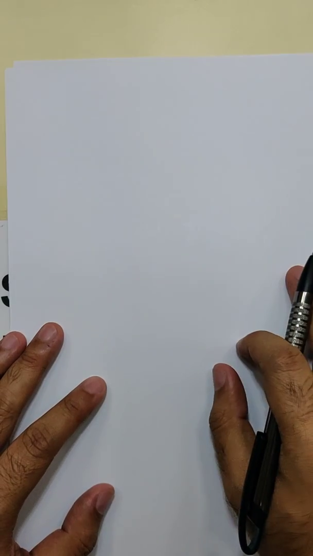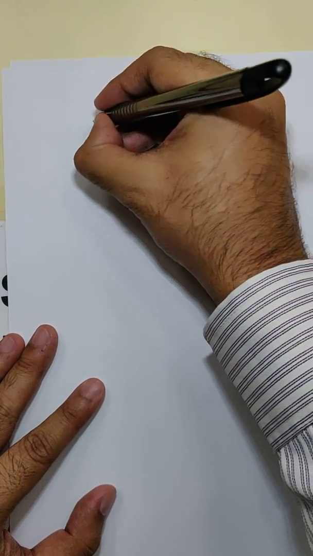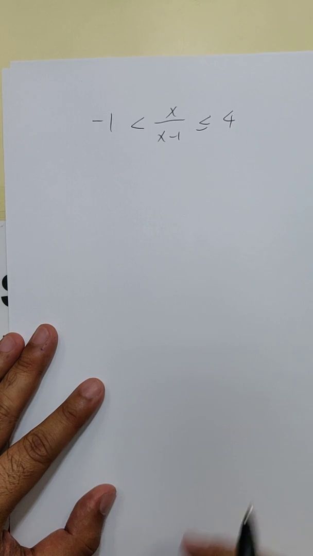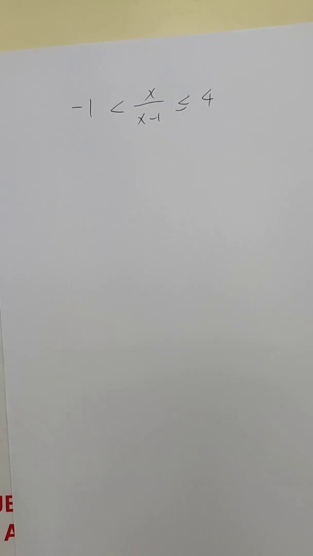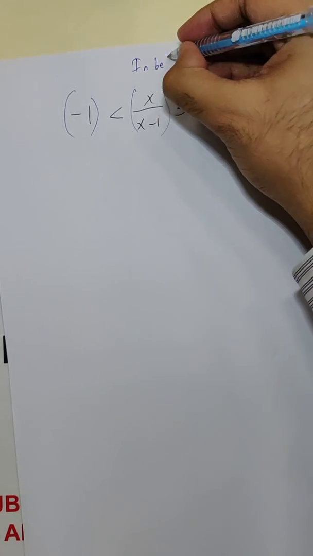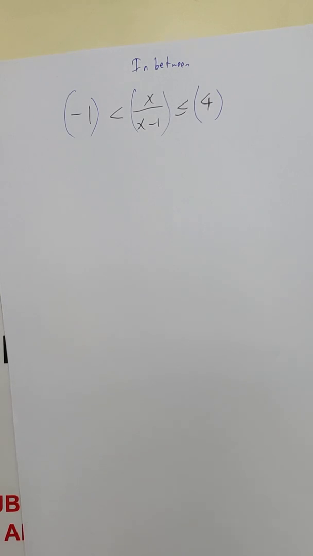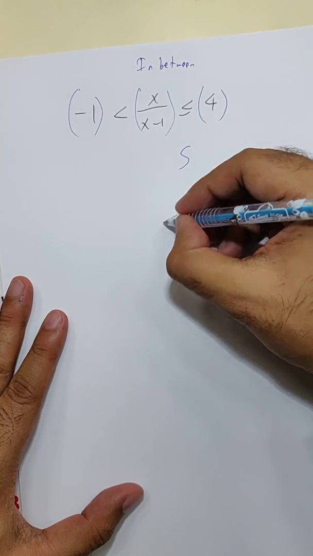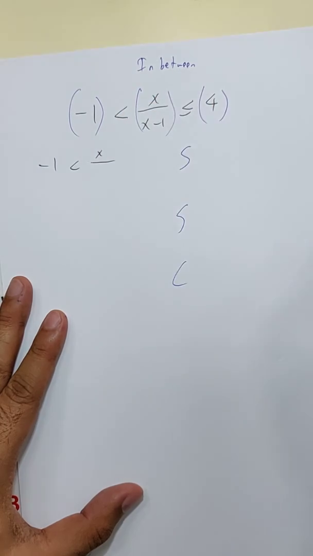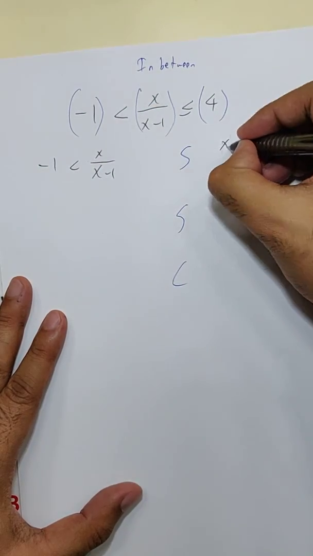Okay. What about if you are given this type of question? This is the final question for fractions, for ratio inequalities. How do you solve this one? What type of question is this? It's in between. If in between, how do you solve? SSC. So we split them up first. Combine, C for combine.